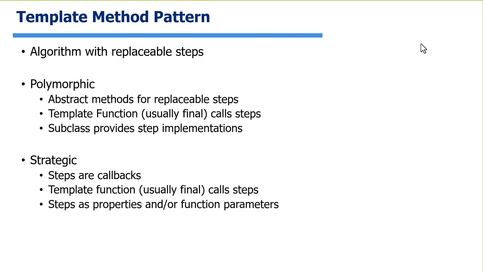And we can really implement this in two basic ways. One way is polymorphic, which is where a superclass defines a function that has the replaceable steps, and then you subclass it in order to tweak the function. If you do a strategy approach to it, instead of using superclasses and subclasses, you take each of those replaceable steps and make them a callback. You just pass a function in. So it becomes what's called a higher order function.